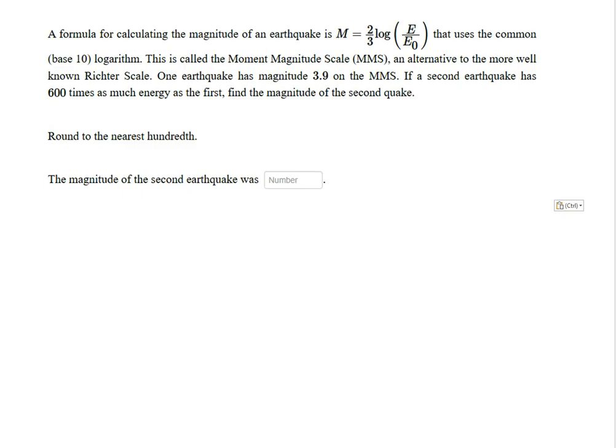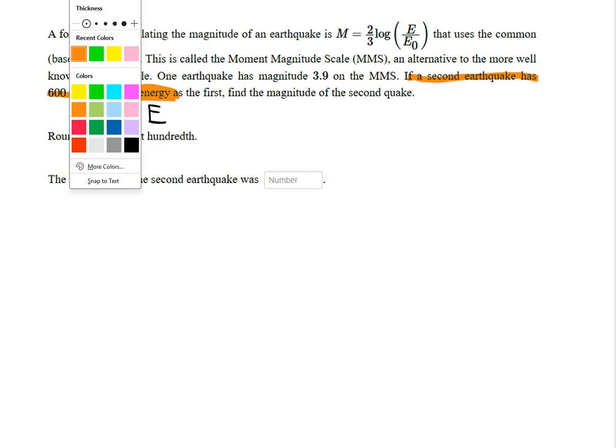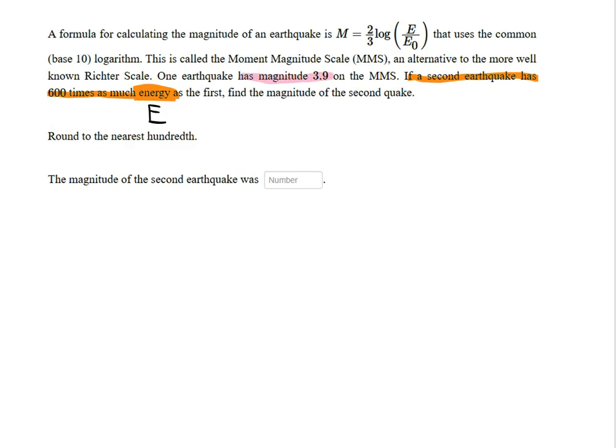Okay, all we know about the first earthquake is what its magnitude is. They're saying if the second earthquake has 600 times as much energy, that's the E, as the first, find the magnitude of the second quake. I don't know what that energy was, so I've got to find that first. So I was told that this earthquake had a magnitude of 3.9. That's going to go right there in the formula.